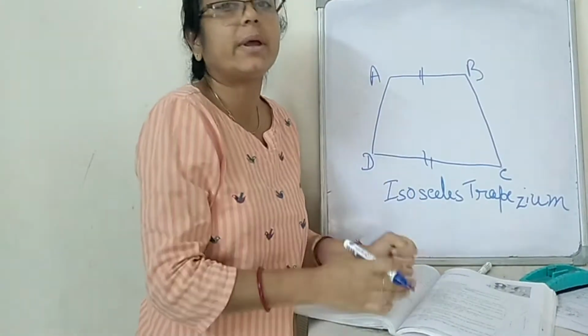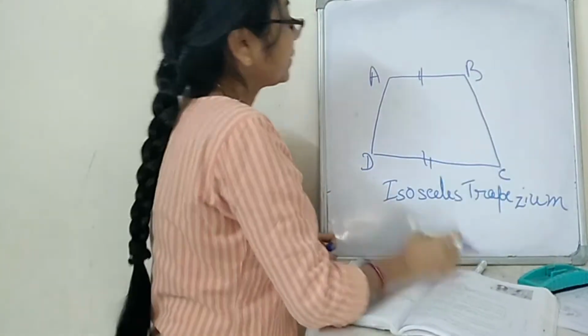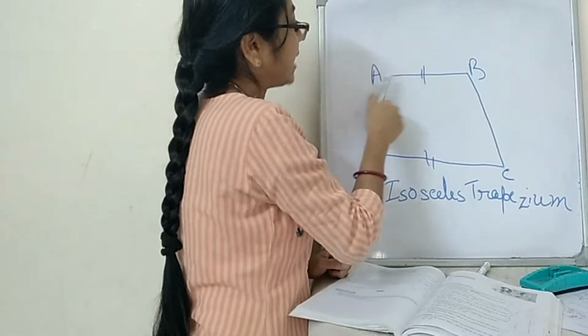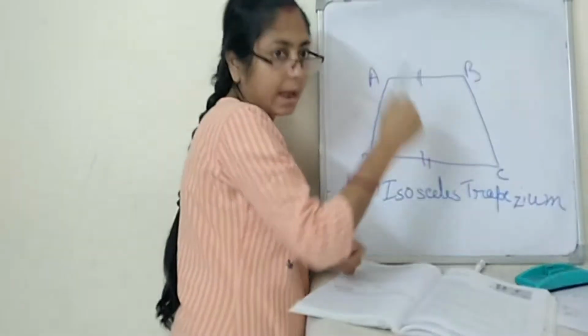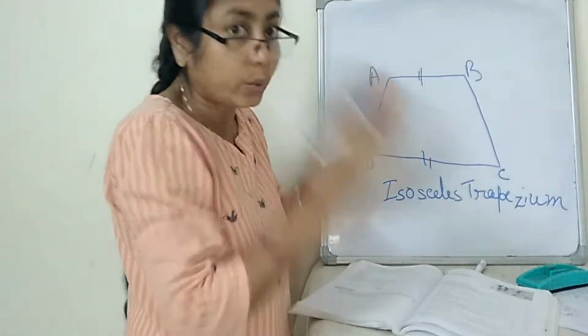Some of my students want to know about the isosceles trapezium. This is an isosceles trapezium. These are the parallel sides, AB and this one. They never meet, and they are not equal in size.